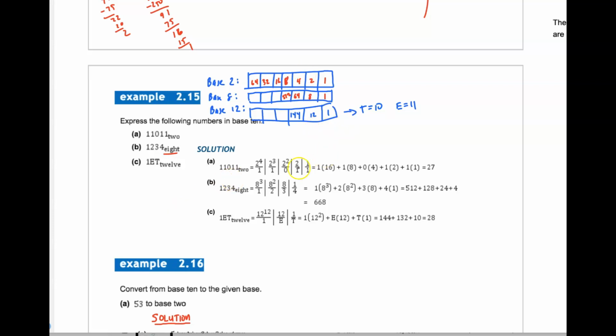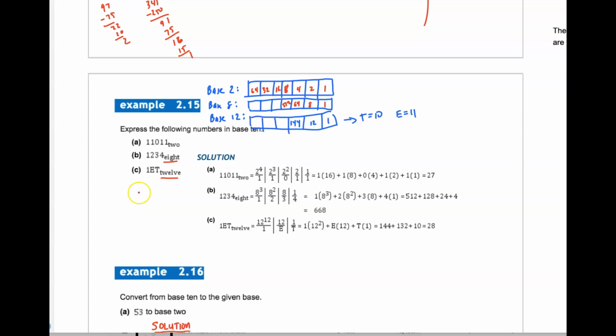Why did we choose base 10? How come we're not using base 2 or base 8 or base 12? And in base 12, we run out of digits, right? Base 12 means we're going to have 12 digits: 0, 1, 2, 3, and so on, and we need single digits. So we use T and E to represent 10 and 11. T represents 10, E represents 11. So what is this number here? You can see what happens here.